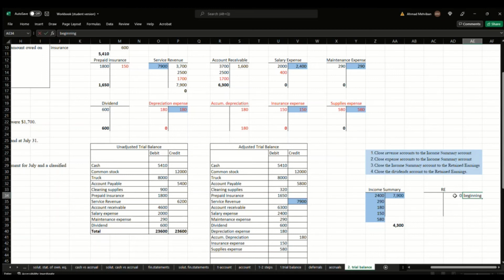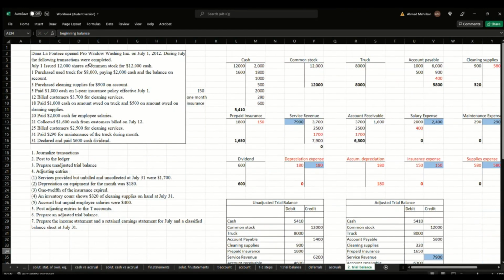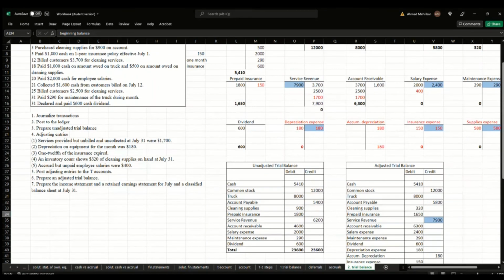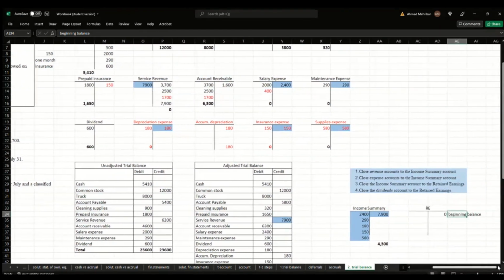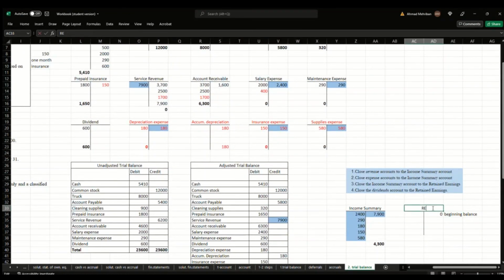Beginning balance is 0 because this is the beginning, the start of the operations. They opened the company on this specific day, so there were no operations from before. So the retained earnings, which is a real account. Let me just write here as a comment that this is a real account, or a permanent account, so that you understand it.